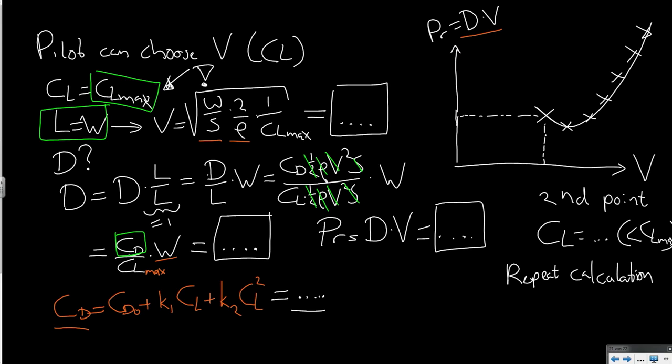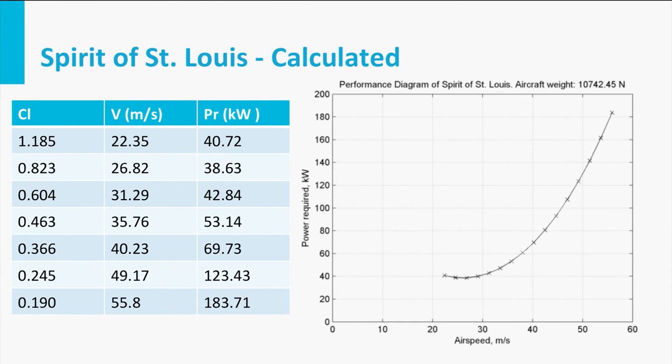Now, I'm not going to calculate all the points on this diagram at this moment. I've already done this for you for the Spirit of St. Louis, and that is what you will see on the next screen. Now, the complete performance diagram looks more or less like this. It looks like a typical performance diagram, but is it actually realistic?